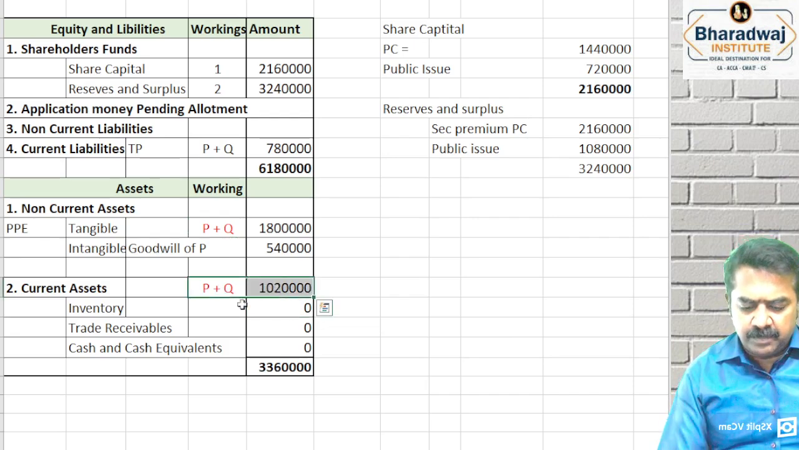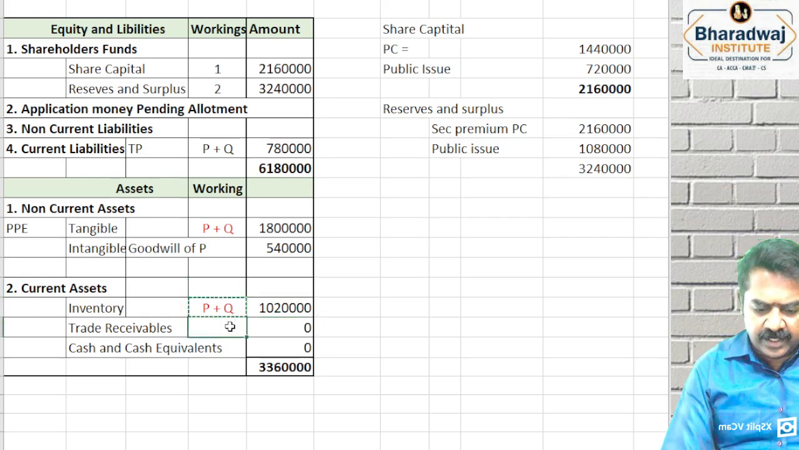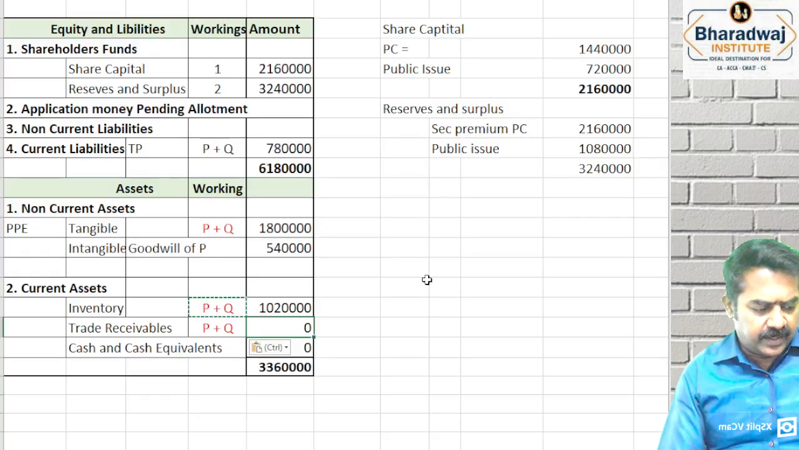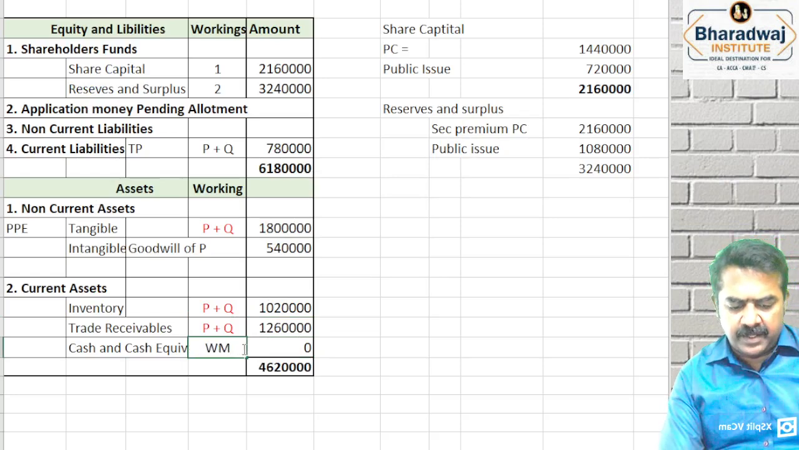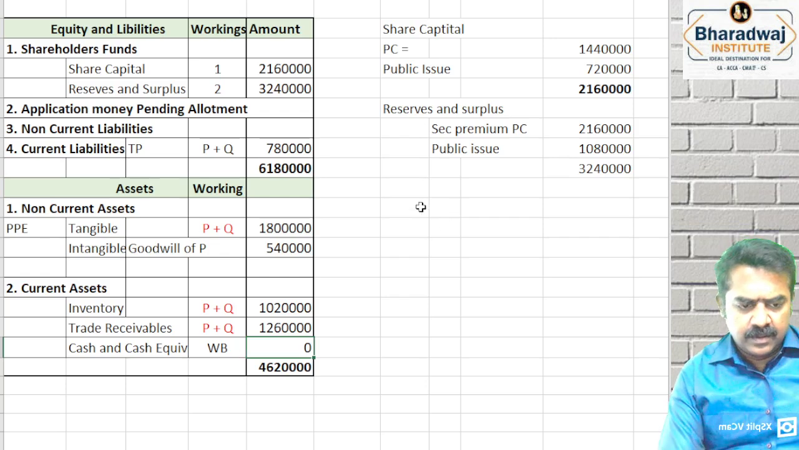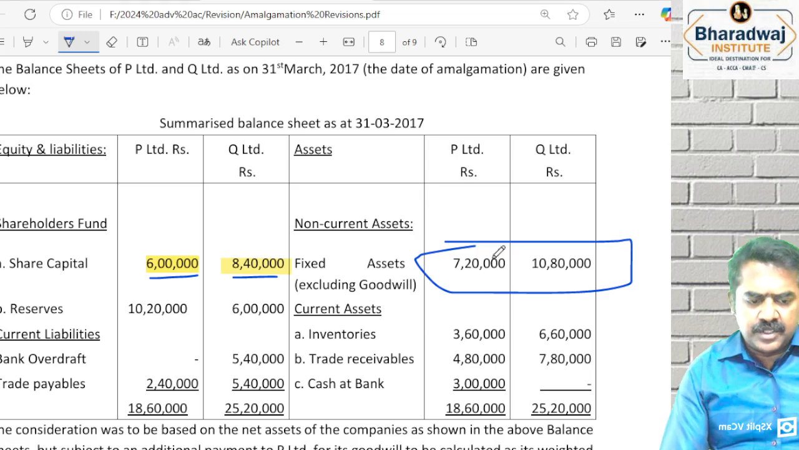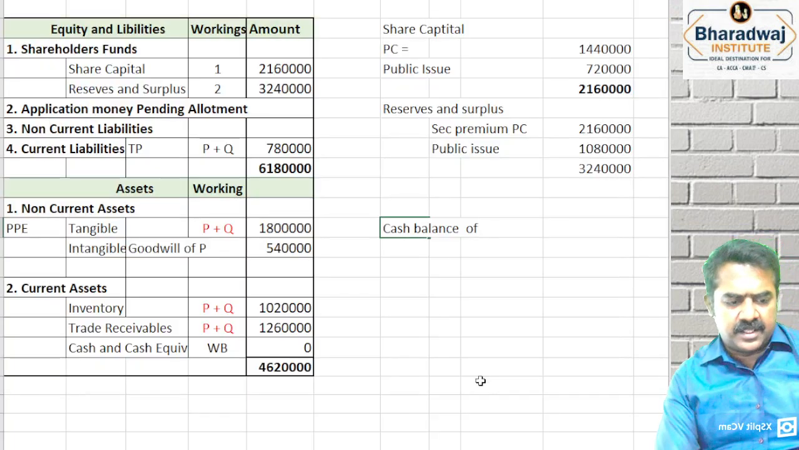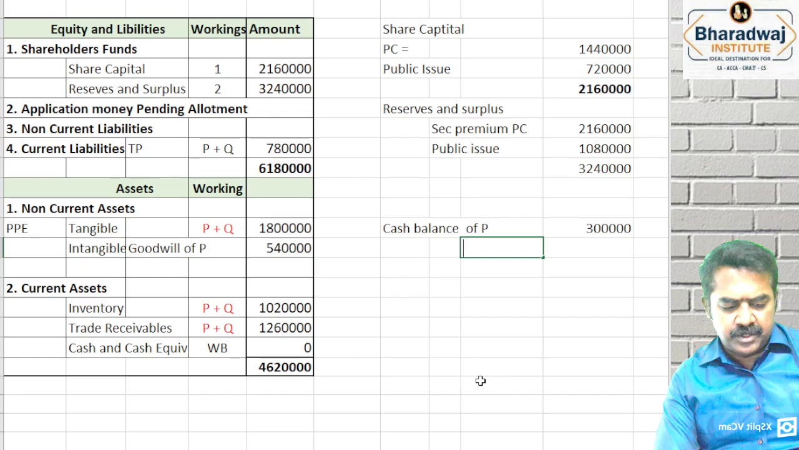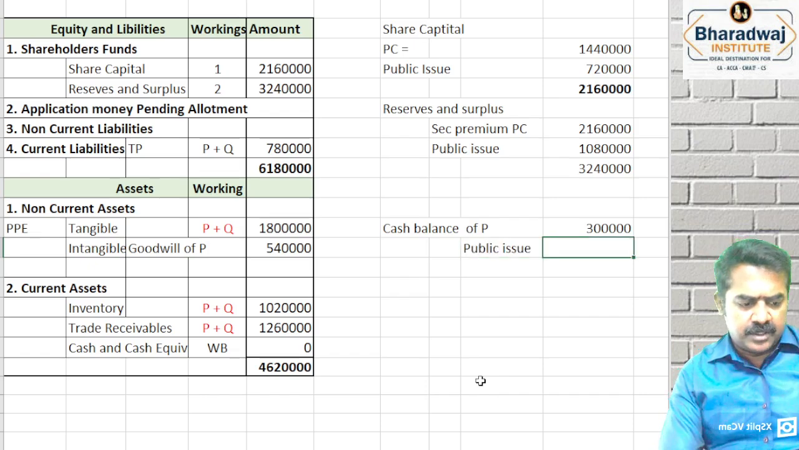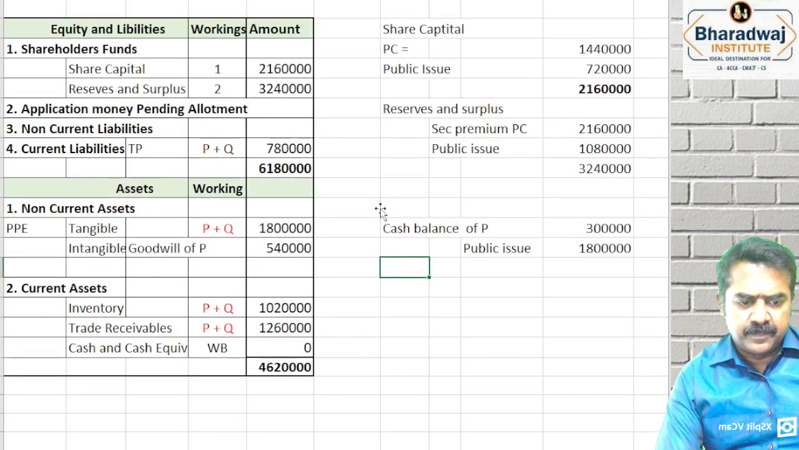Then trade receivable also taken at book value. 1 lakh 60. Cash balance, let us do the working because we collected money, paid money and all. Which company has a positive balance? P Limited has a positive balance. How much is there? 3 lakhs. We collected by public issue. How much we collected by public issue? 18 lakh. This 18 lakhs we collected by public issue.